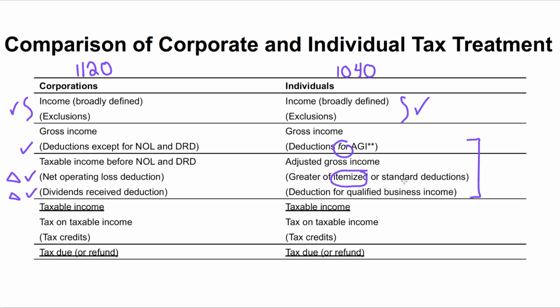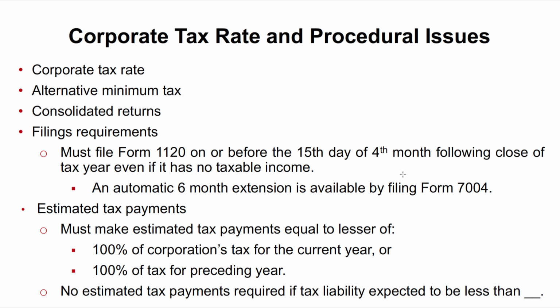So there are some differences when it comes to corporations versus individuals. It's important now to kind of dwell on what you just did. You shed light on some of those major differences, and you applied the rules that you've already learned with respect to income taxation, but now you're focusing specifically on the major differences for corporations when it comes to operations. Okay, corporate tax rate and procedural issues.